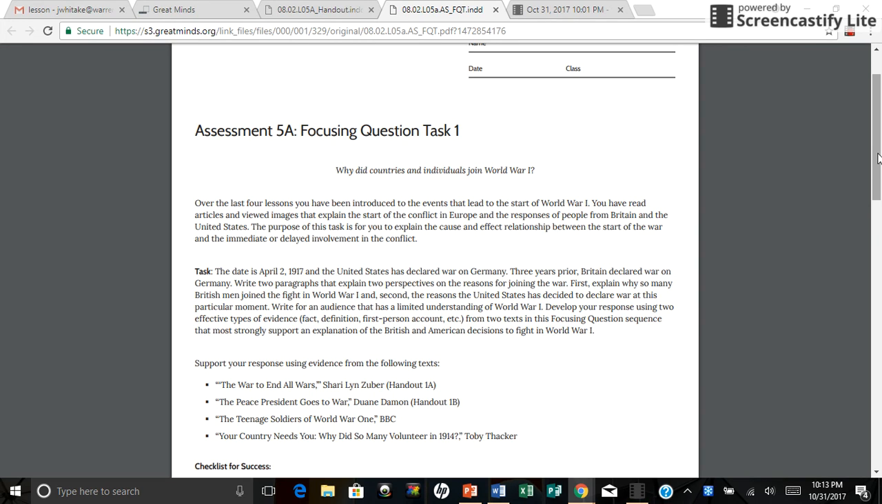It says, over the last 4 lessons, you have been introduced to the events that led to the start of World War I. You've read articles and viewed images that explain the start of the conflict in Europe and the responses of people from Britain and the United States. The purpose of this task is for you to explain the cause and effect relationship between the start of the war and the immediate or delayed involvement in the conflict. Keep in mind, the U.S. delayed their involvement. Why? So hopefully you've got that in your notes.